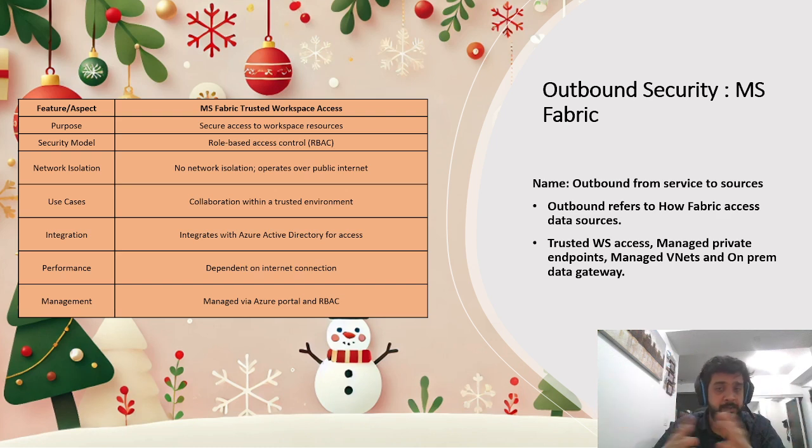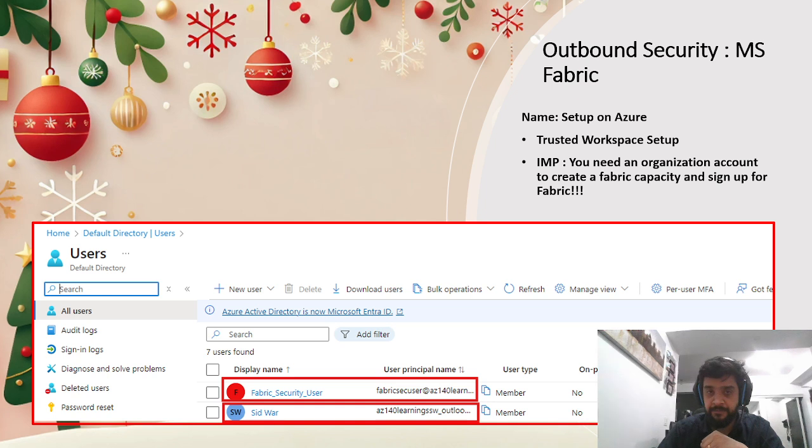It uses the RBAC model, of course. So we're going to need a role-based access control role to make sure that Fabric's workspace identity can access the storage account. There's no particular network isolation. It's really still over the public network, but it's still more secure than just publicly accessing it. It's within a trusted environment. It uses Entra ID, and we're going to see how this works.